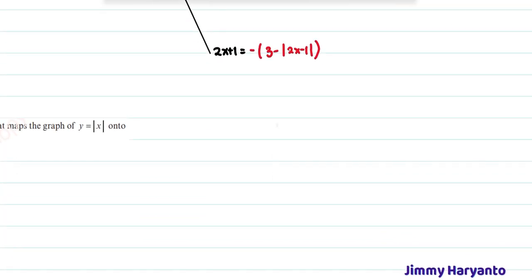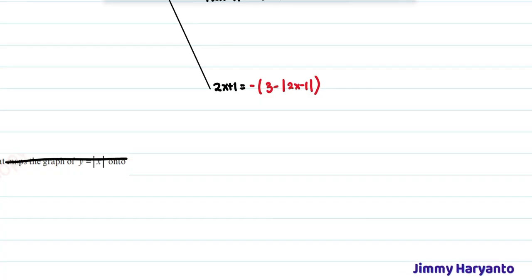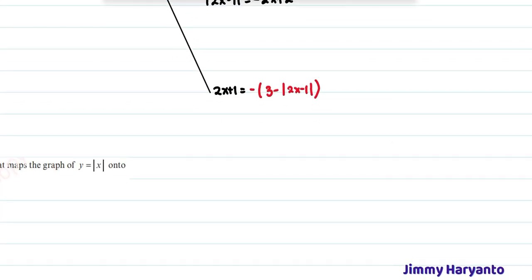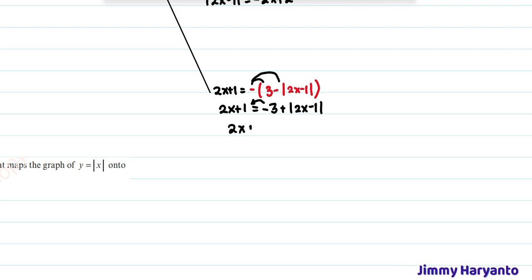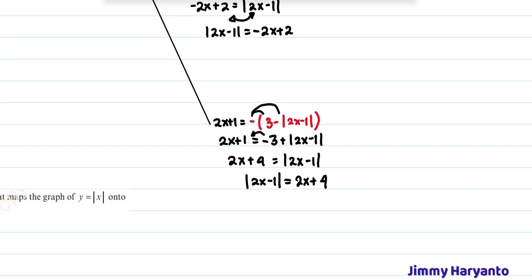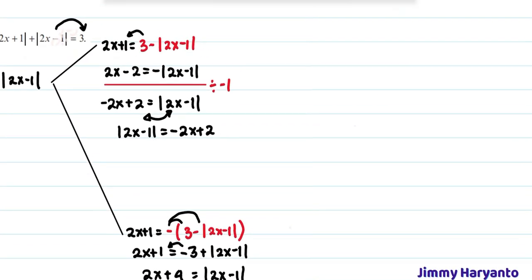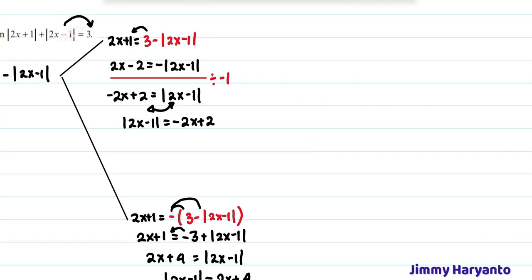Oh my, sorry, there is the next question, just ignore it. Yeah, so for this one you have to input the negative first. So 2x plus 1 equals to negative 3 plus absolute value of 2x minus 1, and then you move the 3, you have 2x plus 4 equals to absolute of 2x minus 1, and then I will switch the places like this, so you can see the form of the equations better. Okay, so let's go to these equations.